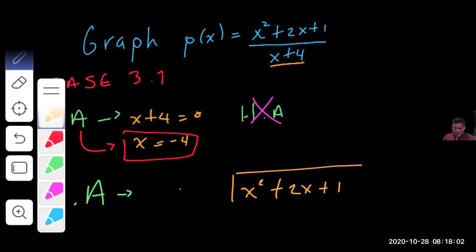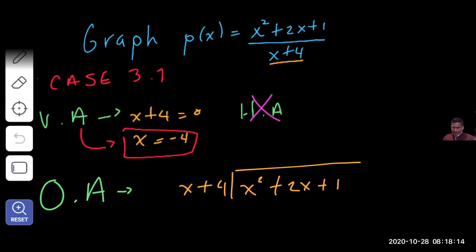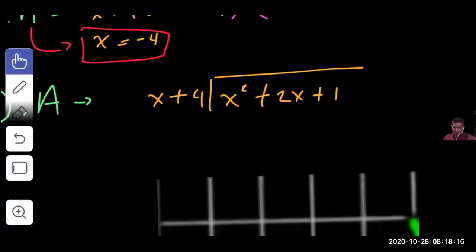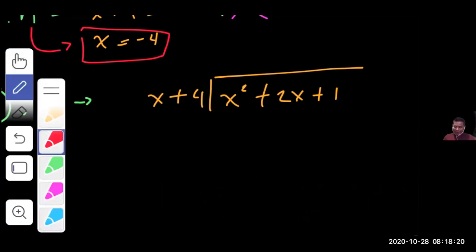X over X plus 4. Okay, in case number 3, I repeat: if you cannot cancel, and in most cases you're not going to be able to cancel, you're going to divide this. Let's divide this, guys. If we try to divide all of that, what are we going to get? Do you remember? I haven't done it in the video, guys.